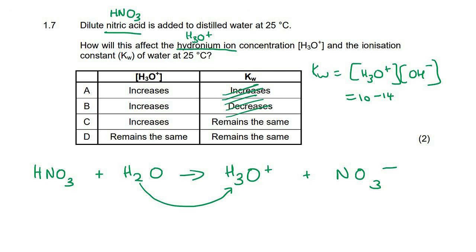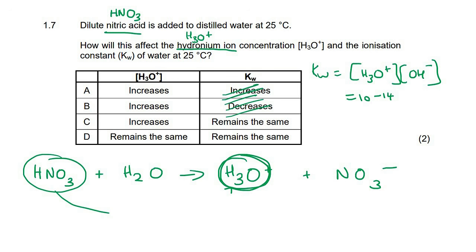Now, if you look at the concentration of H3O+, you see that the H3O+ is a product. Because we're adding more of this, we are going to produce more H3O, so we are going to increase the amount of H3O. And so your H3O concentration increases, but your Kw remains the same. And so the answer is C.